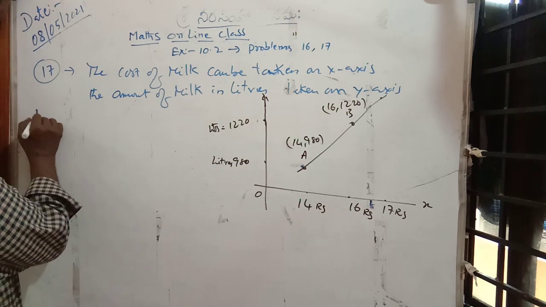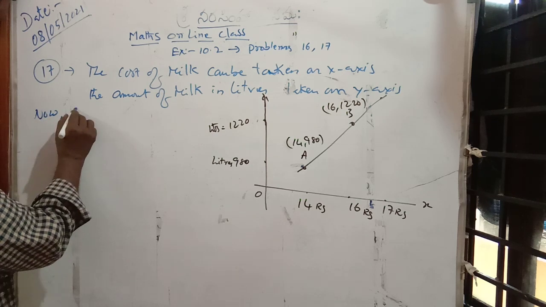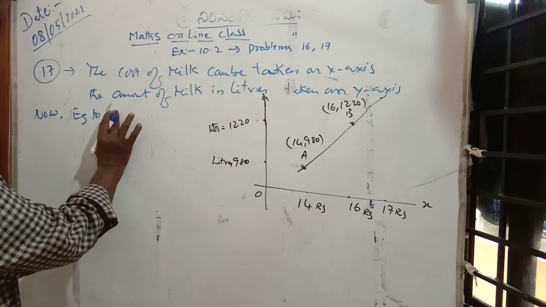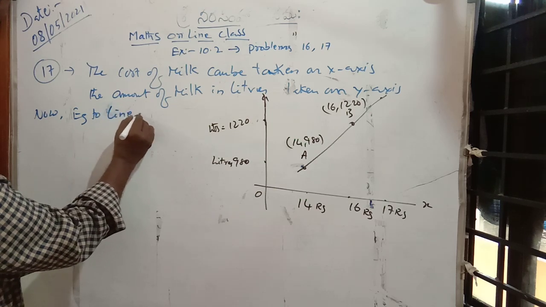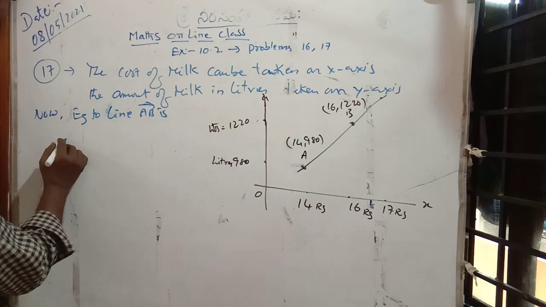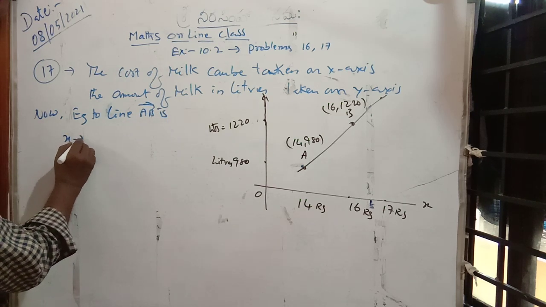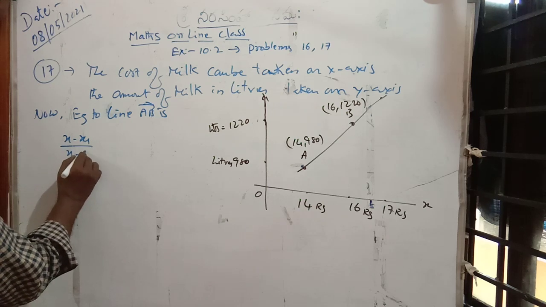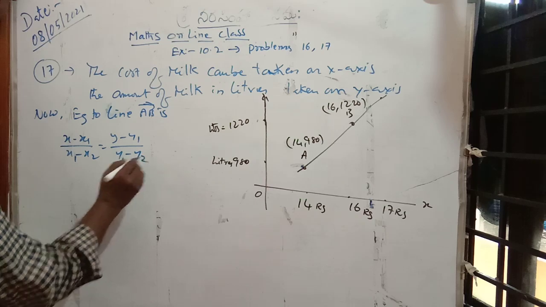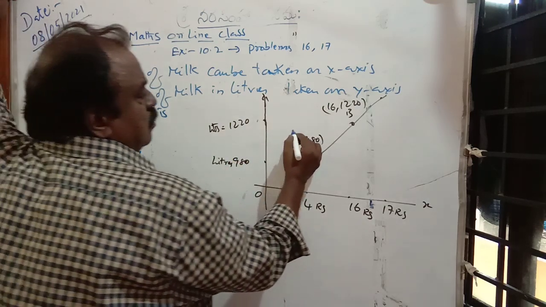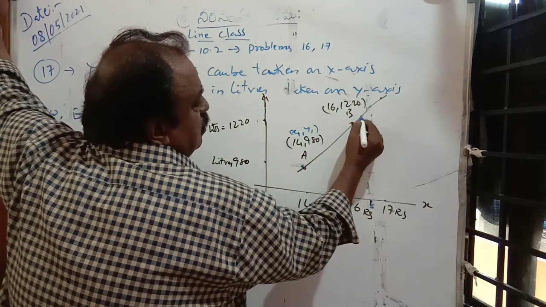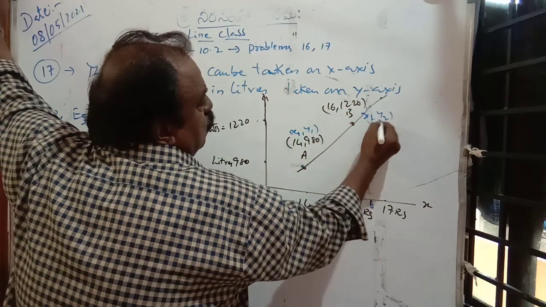Now the equation to the line AB is x minus x1 by x1 minus x2, equals y minus y1 by y1 minus y2. This is x1, y1. It is x2, y2.